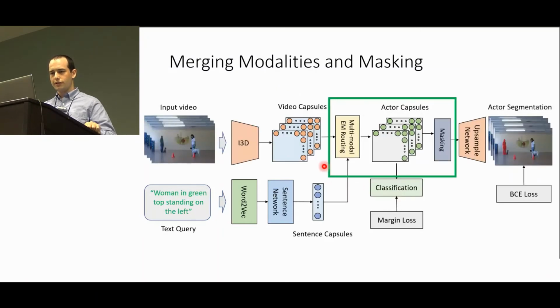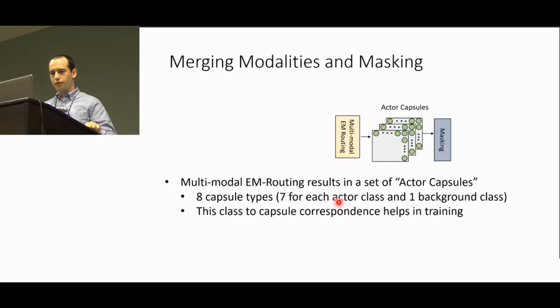So once we have the sentence and video capsules, we perform multimodal EM routing using the algorithm I stated before. And this produces a set of actor capsules. For the data set we're working with, which is A2D, there's 7 actor classes and 1 background class. So we decide to use 8 capsule types for the actor capsules. This is not really necessary, but we find that adding this class to capsule correspondence really helps in the training of capsule networks.